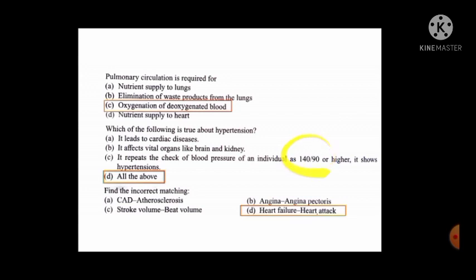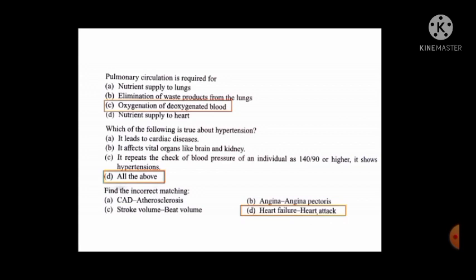If repeated checks of an individual's blood pressure show 140/90 or higher, it indicates hypertension. 140 is the systolic and 90 is the diastolic value. All of the above are correct for hypertension.